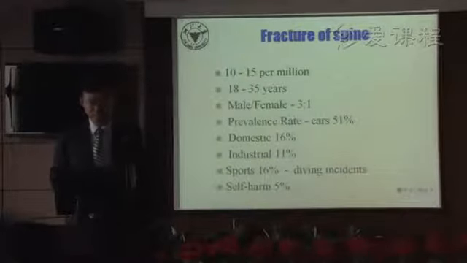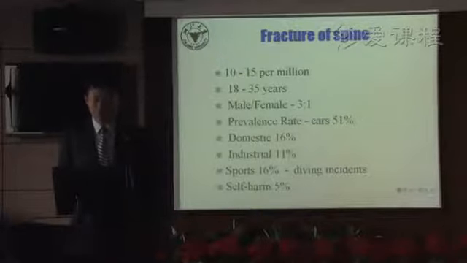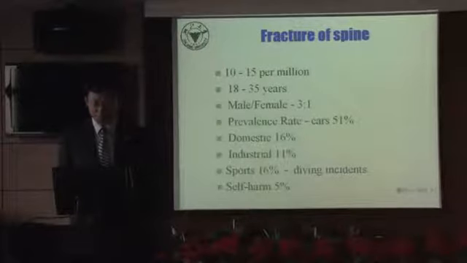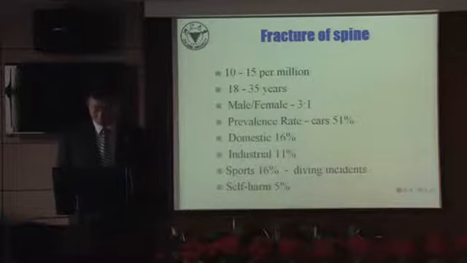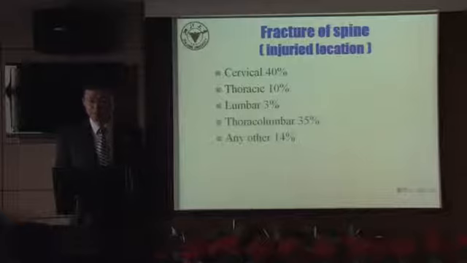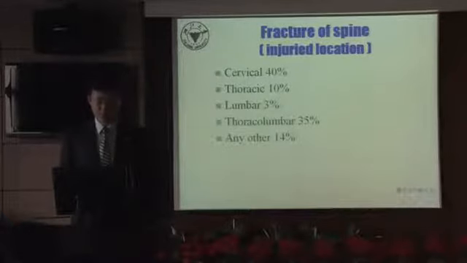Fracture of spines: the incidence is 10 to 15 per million, ages 18 to 35 years, male to female 3 to 1. Prevalence rate: cars 51%, domestic 16%, industrial 11%, sports 16%, especially diving incidents, self-harm 5%. Fracture of spines, injury locations: cervical 40%, thoracic 10%, lumbar 3%, thoracolumbar 35%, and the other 14%.